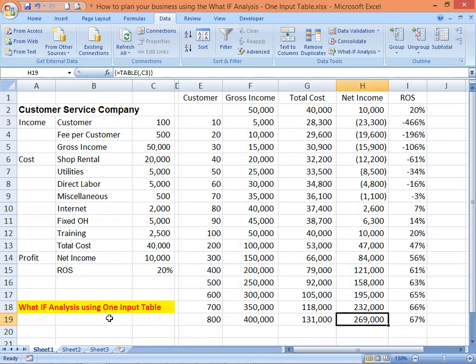So I think more or less you already know the idea of a table analysis on your small business: getting the customers, analyzing the gross income, total cost, net income, and the ROS of the business, using the what-if analysis function with one input cell.